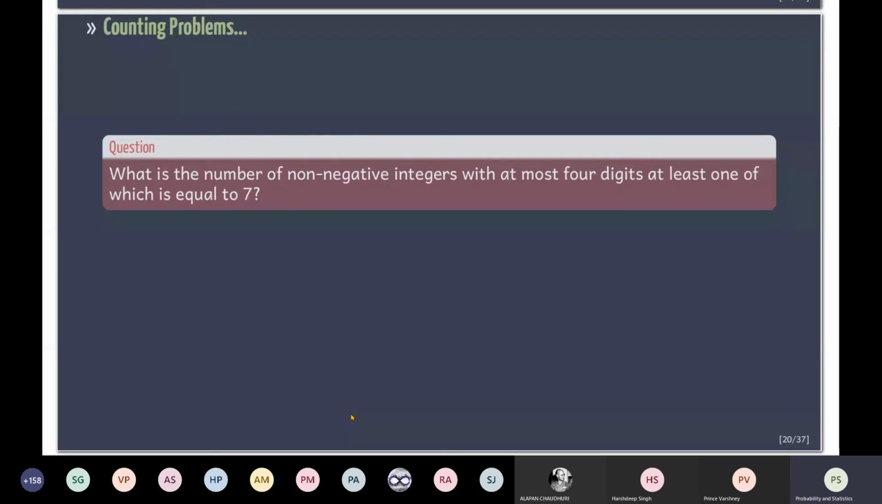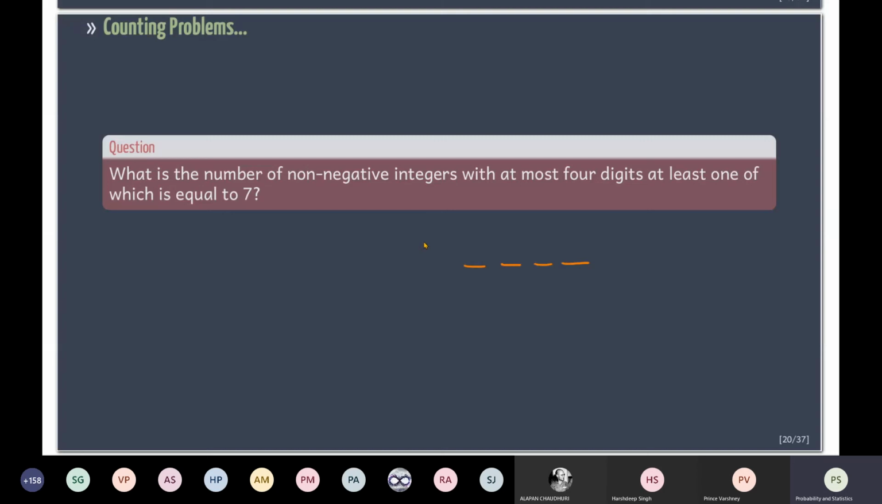What is the number of non-negative integers with at most 4 digits, at least one of which is equal to 7? Okay, so think about this. How will you solve this? These problems are now getting a little bit more tricky. So what we are talking about is 4-digit numbers, and at least one. I'm not saying exactly one, right? So I'm talking about at least one digit is equal to 7. So how do you solve this? Right, so think about this. How do you solve these things?